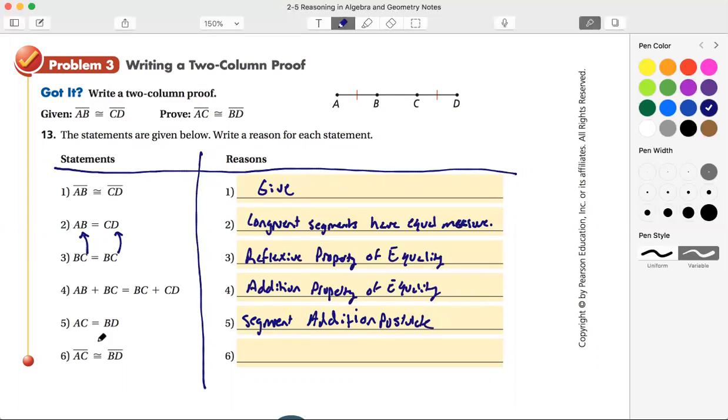And then finally, if we have congruent measures, it means we have congruent segments, or equal measures mean congruent segments. So this is called the definition of congruence. And there is a full two-column proof.